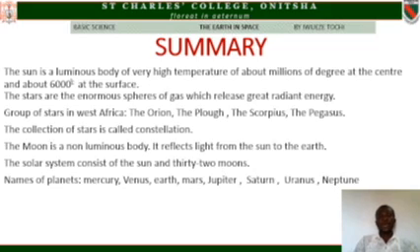The moon is a non-luminous body. It reflects light from the sun to the earth. The solar system consists of the sun, the 8 planets, and 32 moons. Names of planets are Mercury, Venus, Earth, Mars, Jupiter, Saturn, Uranus, and Neptune.